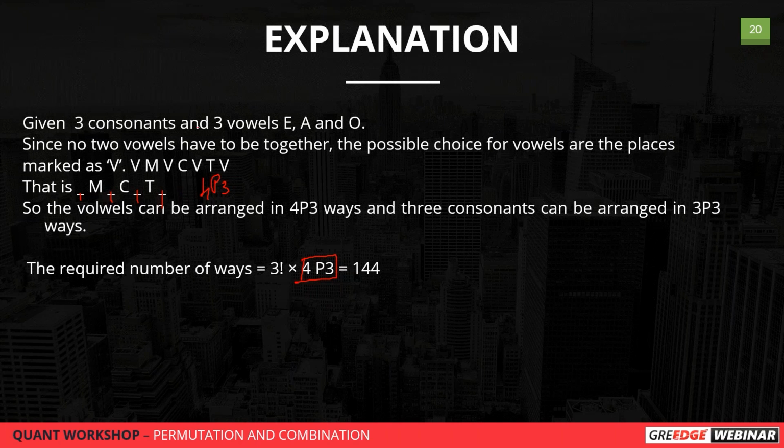Yes, we can do it. Now, the remaining 3 consonants are there. How many are we going to choose? We are choosing all the 3 consonants. So 3 consonants out of 3, all the 3 have a place. So this will be filled by 3P3 ways, that is 3 factorial. So the consonants can be arranged in 3 factorial and the vowels can be arranged in 4P3 ways. So this will give you 144 ways.